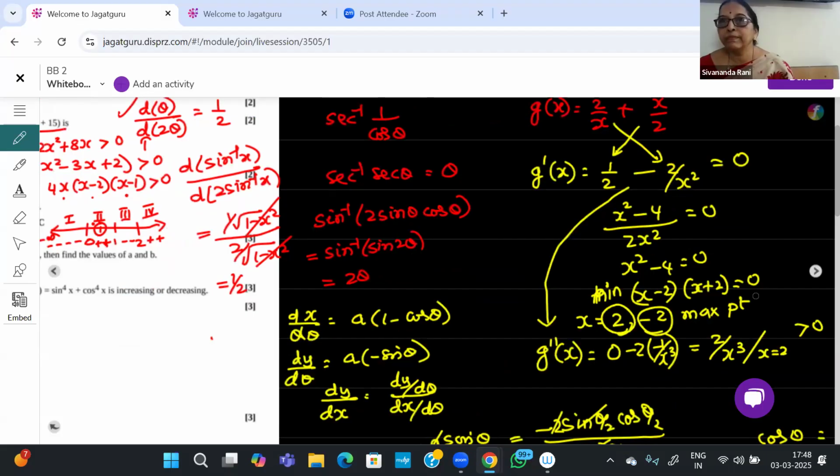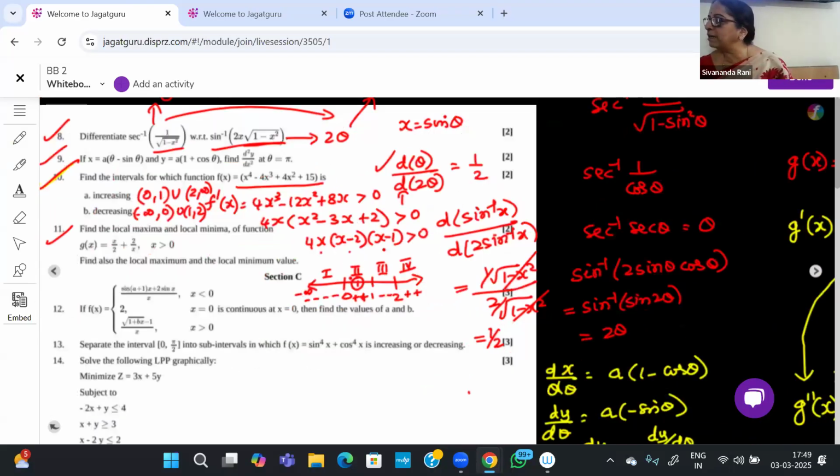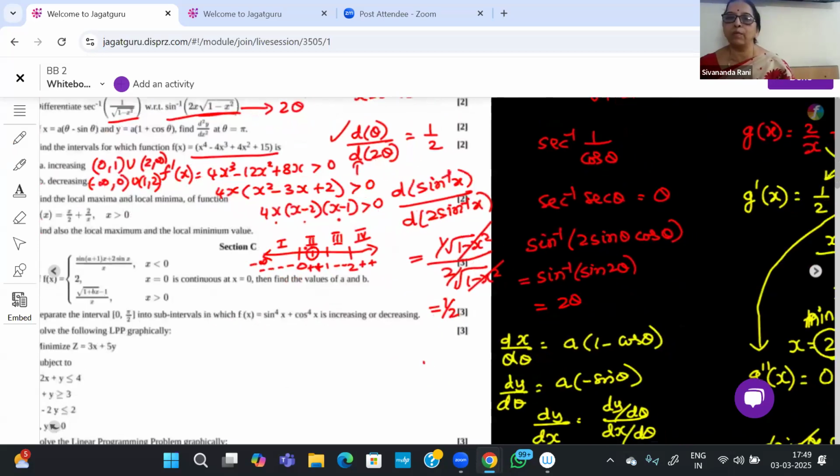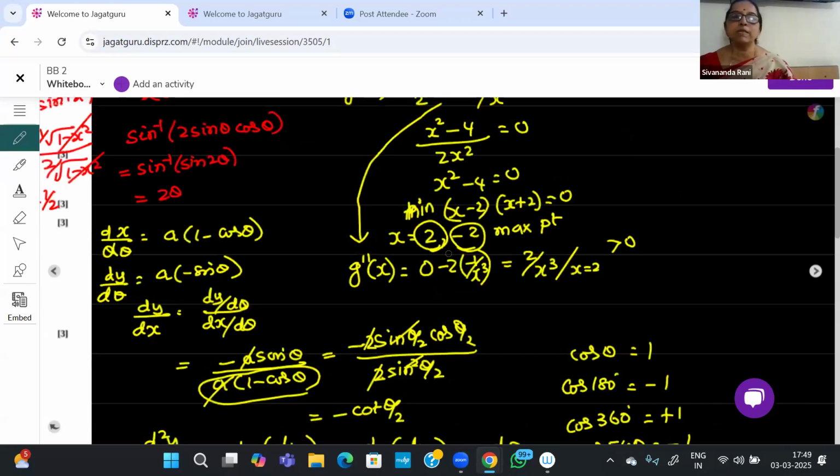Because the condition is that x is greater than 0. So we have got possible points here. X is greater than 0, but amongst them, we have got two solutions. Only 2 is valid because minus 2 is not in the domain, right? So what is 2, minimum point or maximum? Minimum point, isn't it? X equal to 2 is the point of minimum.